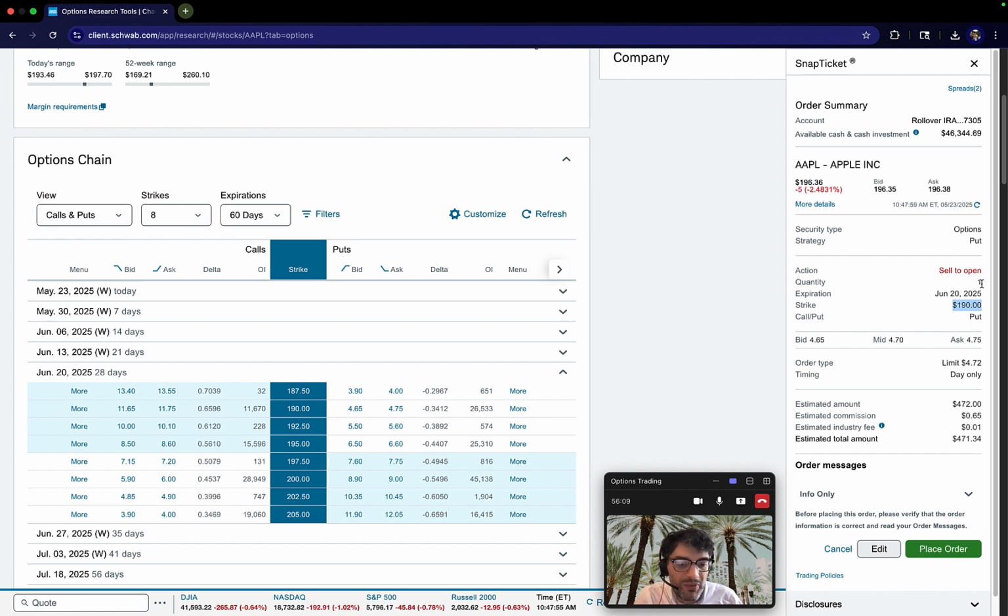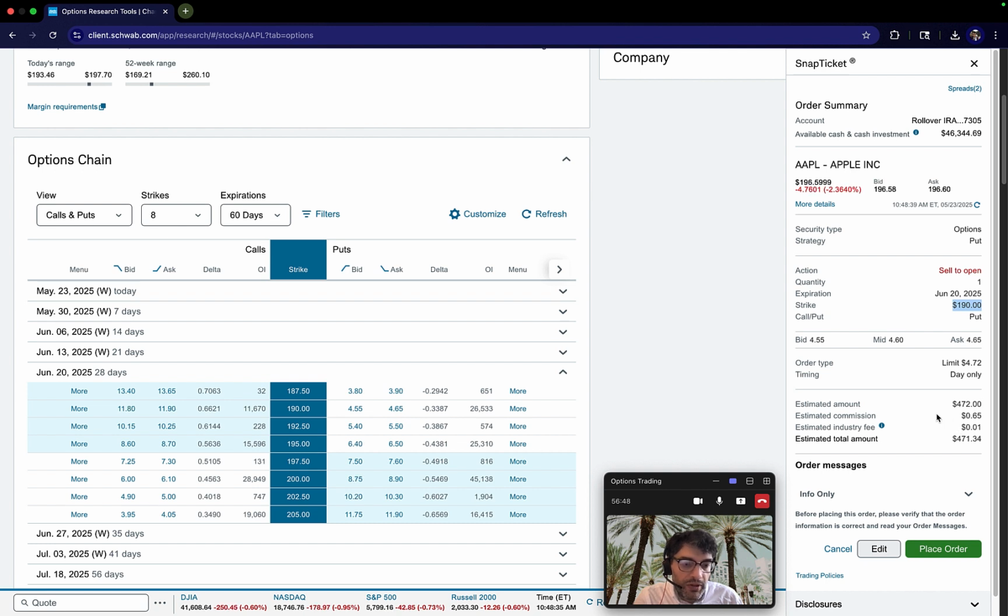And the quantity is simply how many contracts you want. So one options contract is equal to 100 shares. So if we get filled, let's say on June 20th, this is trading at 189. We get filled, we have to put up $19,000 to buy 100 shares of Apple stock for $190 per share.